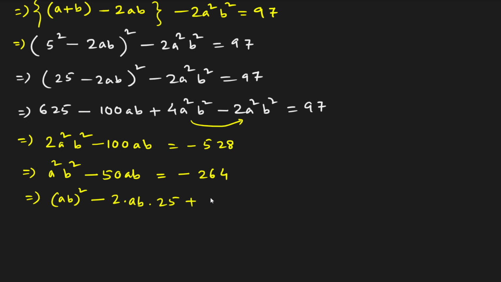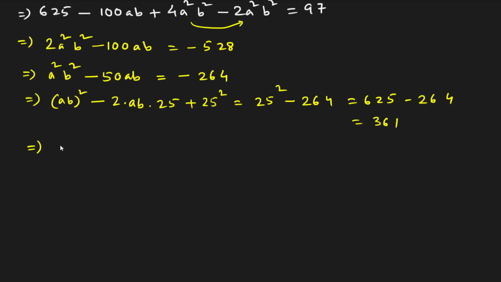So we need one b square, means 25 square. So since 25 square is an extra term, the same term we have to give on the right hand side, minus 264. So it's 625 minus 264. So if you calculate it, you will get 361.